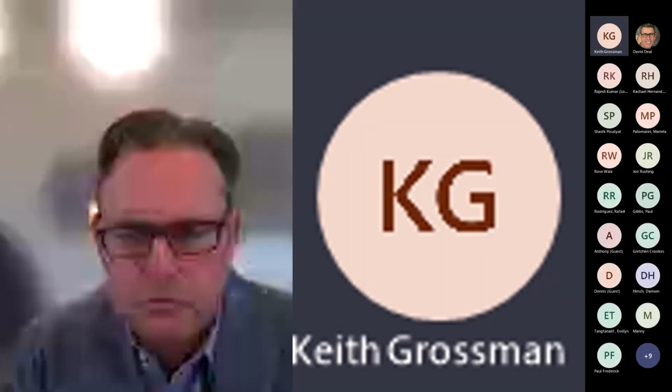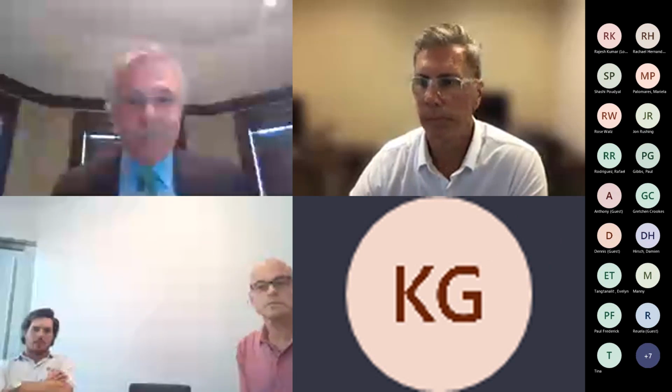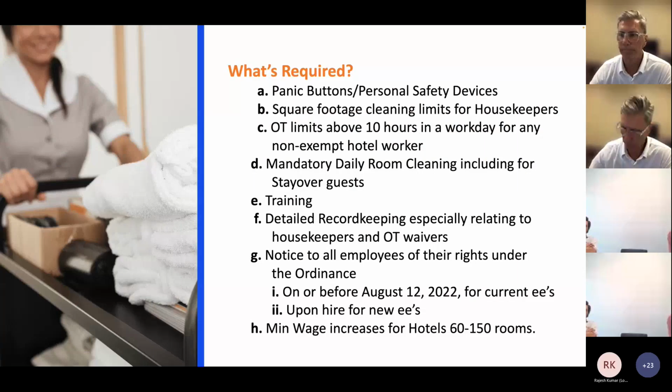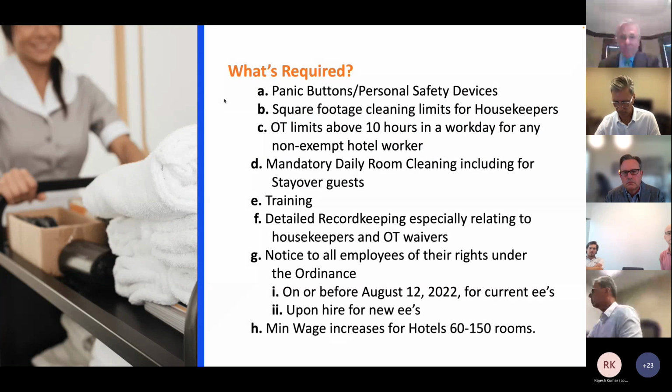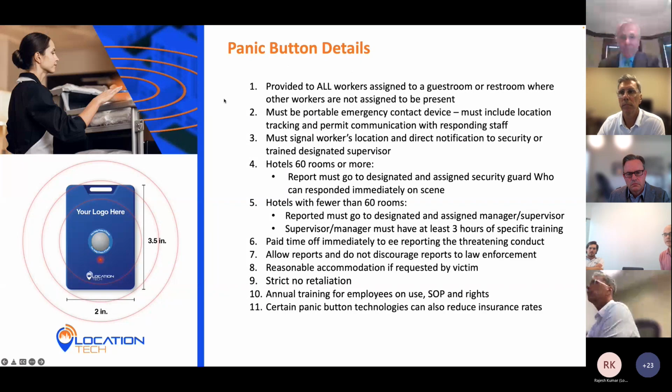LA hotel minimum wage requirements. Panic buttons.